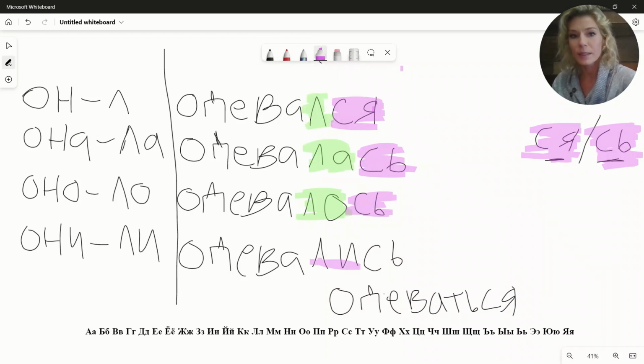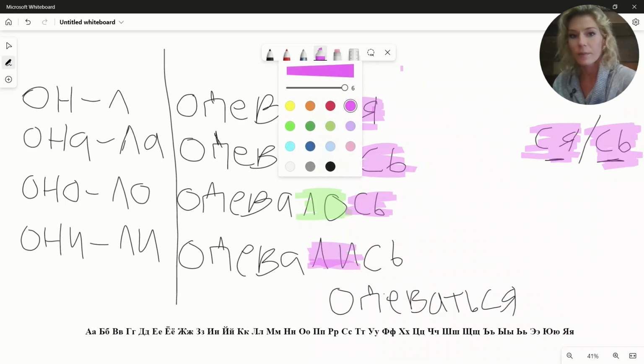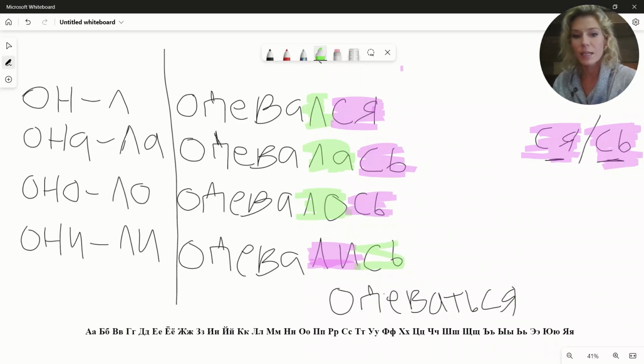One more time. We have the ли ending, and then we'll change this to green, I suppose, and the сь ending for reflexive verbs. So он одевался, она одевалась, оно одевалось, они одевались. Alright, that is how you use the past tense with reflexive verbs.